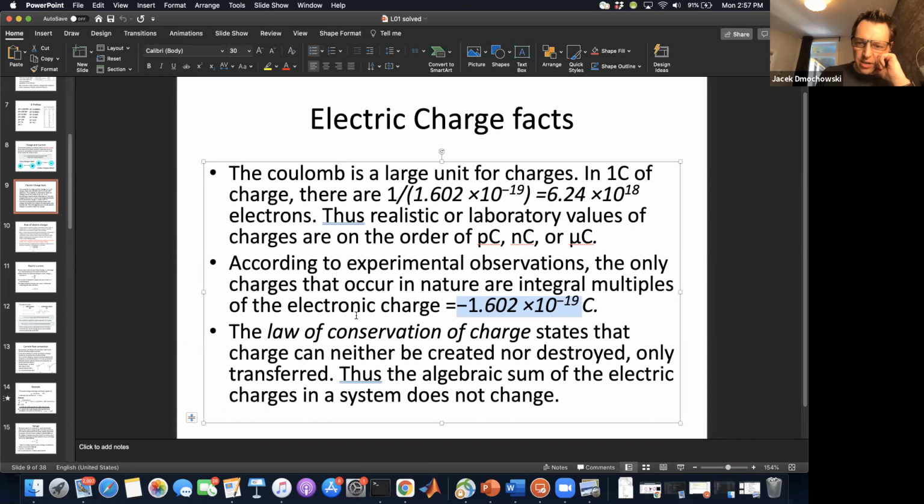I mentioned the conservation of energy. There's also a conservation of charge, right? So charge cannot be created or destroyed, only transferred. You cannot make an electron disappear, but you can make it move from one atom to another. And so the algebraic sum of the electric charges in a system, whether that system is your little breadboard or the universe, is the same.